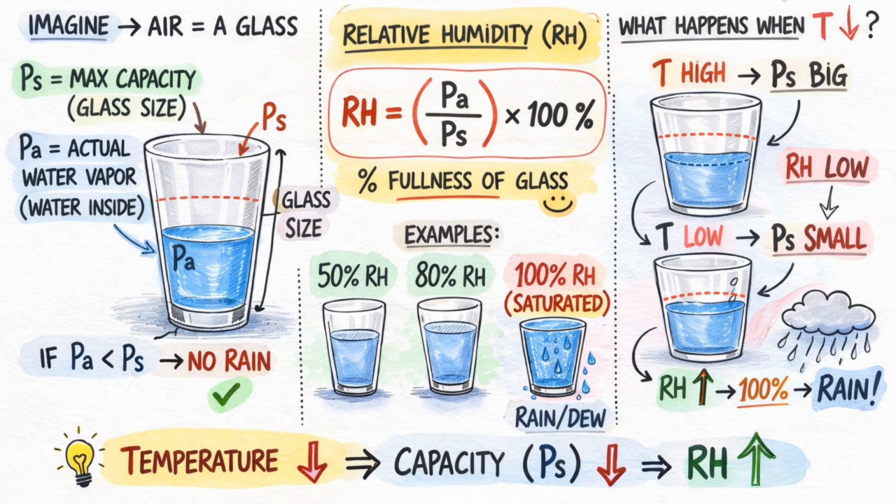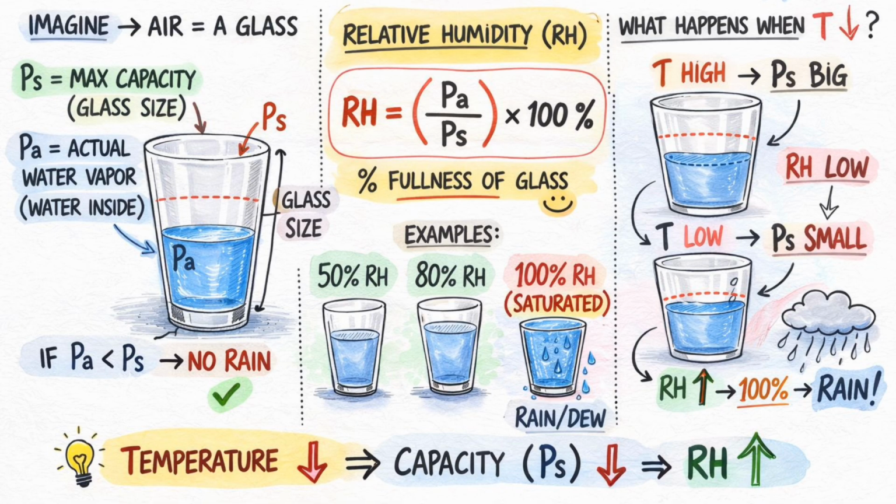If the glass is 50% full, RH is 50%. 80% full, RH is 80%. 100% full, air is saturated. And when it reaches 100%, the glass can't hold more water. So what happens? It rains. If PA is less than PS, the glass is not full. No rain. Simple.